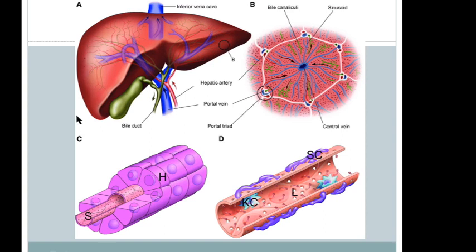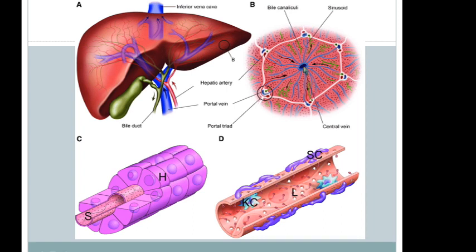Here in this diagram we can summarize the functional anatomy. This is the liver, which is a wedge-shaped organ. It is present on the right part of the abdominal cavity in the upper quadrant. It is made up of 2 lobes when viewed from above, and 4 lobes when viewed from below. These lobes are made up of many lobules, and these lobules contain many hepatocytes.